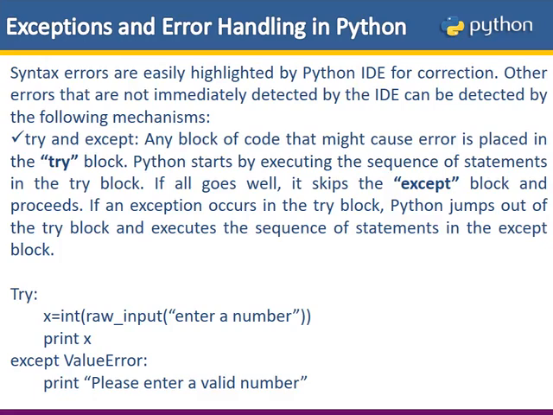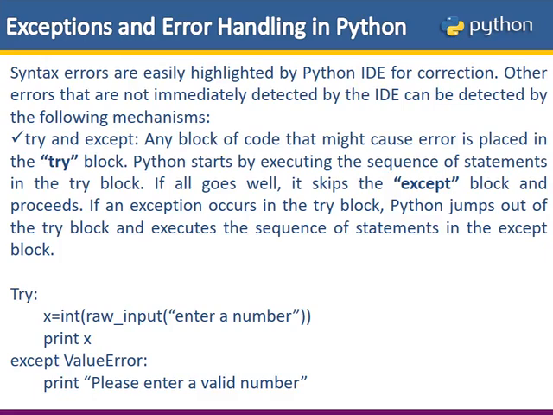So we use try and except block in Python. But in PHP, which we'll be moving to after treating Python, maybe next week, we use try catch block. In Python we use try except block. In the try except block, any block of code that might cause an error is placed in the try block.